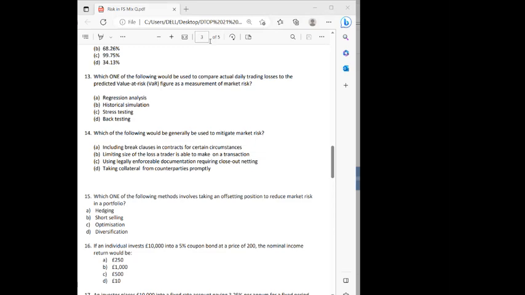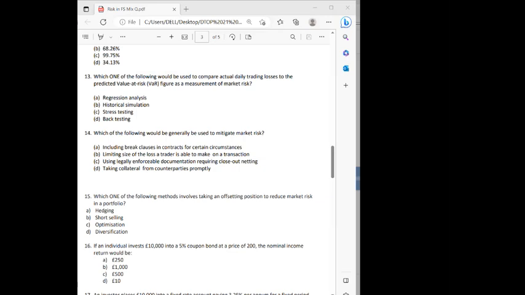Right. Question number 13. Which one of the following would be used to compare actual daily trading losses to the predicted value at risk figure as a measurement of market risk? Regression, historical simulation, stress testing, back testing.